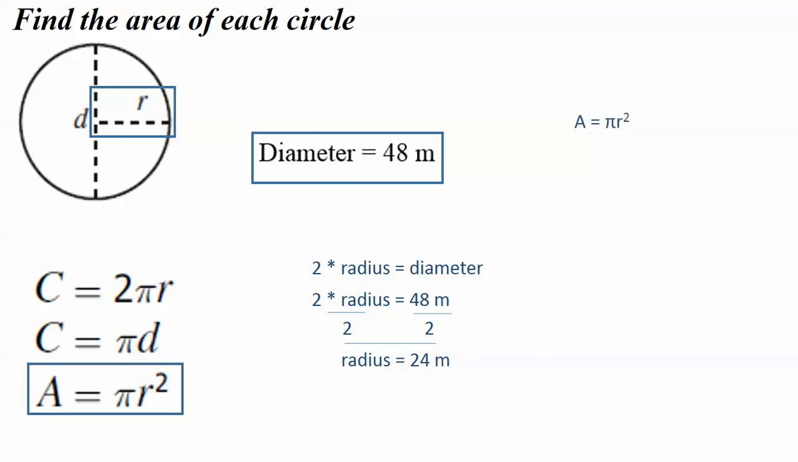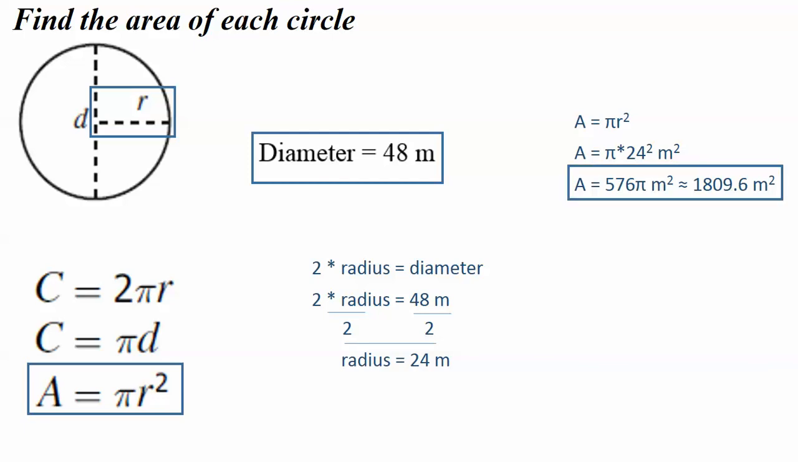Area is pi r squared. My r is 24 meters. So my area will equal pi times 24 squared, my radius squared, meters squared. 24 squared is 576, so my area is 576 pi meters squared, or approximately 1,809.6 meters squared. Remember that depending on the problem, either answer is appropriate and correct.